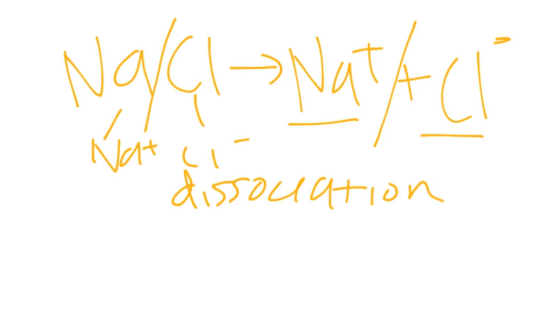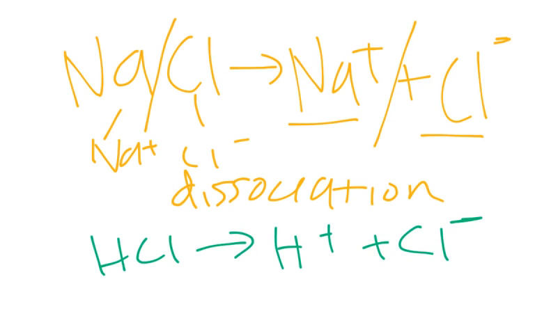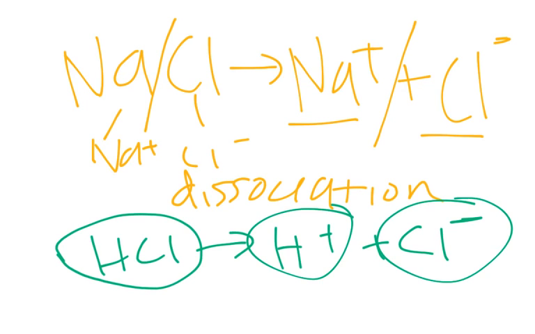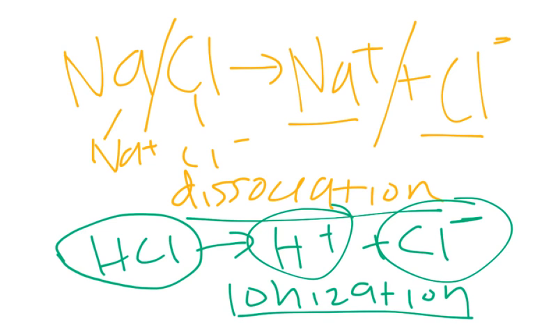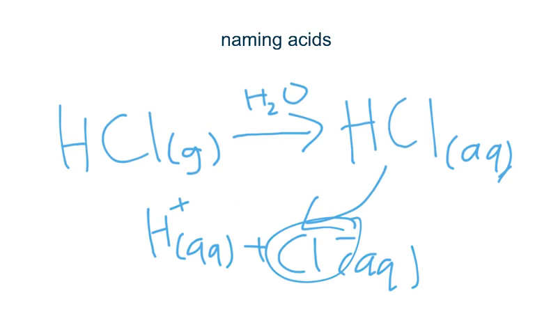Meanwhile, when something like HCl ionizes into H+ and Cl- ions, it is transforming from a molecule, a covalent compound, into ions, and that is called ionization. So that's the difference between dissociation and ionization. So you should watch for that in the future.